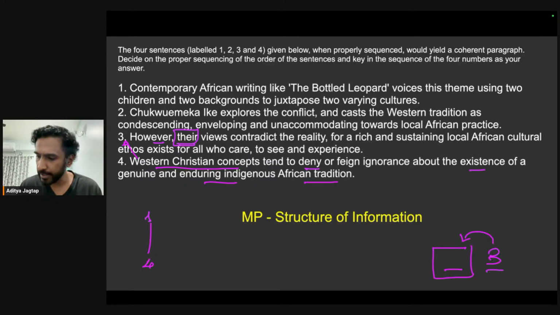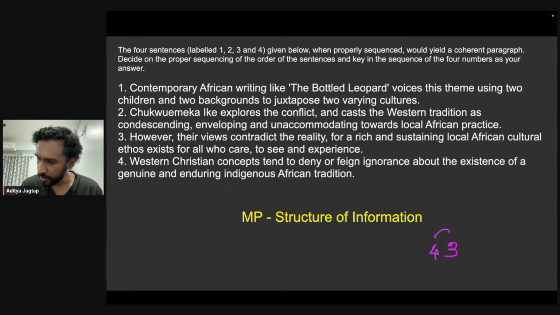Their views contradict the reality, for a rich and sustaining local African cultural ethos exists for all who care to see and experience. So we notice that sentence 3 and sentence 4 might very well be in this order, right? This is what we would call in our classes a mandatory pair. A mandatory pair means this is the only way you can arrange these two sentences, and in no other way. 3, 4 is not possible. A gap between them is not possible, etc. Right? So 4, 3 is the only mandatory pair.